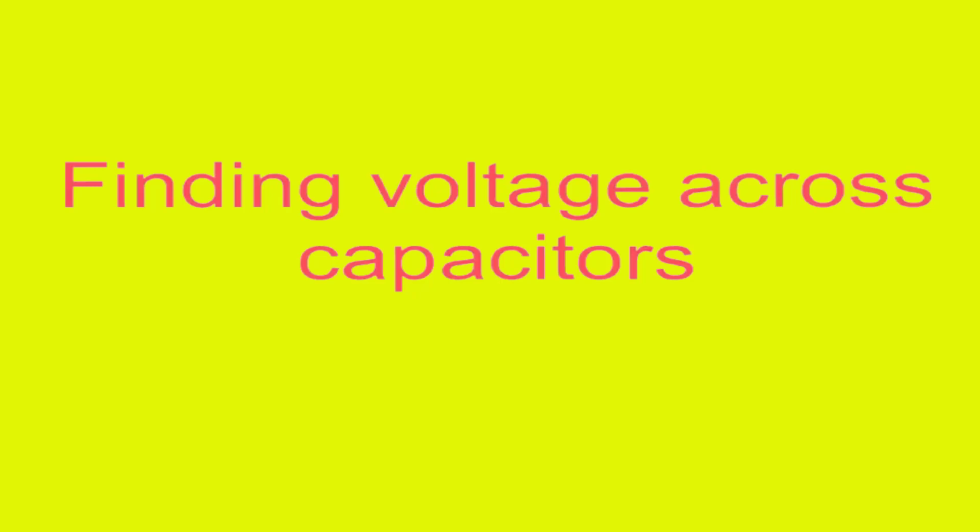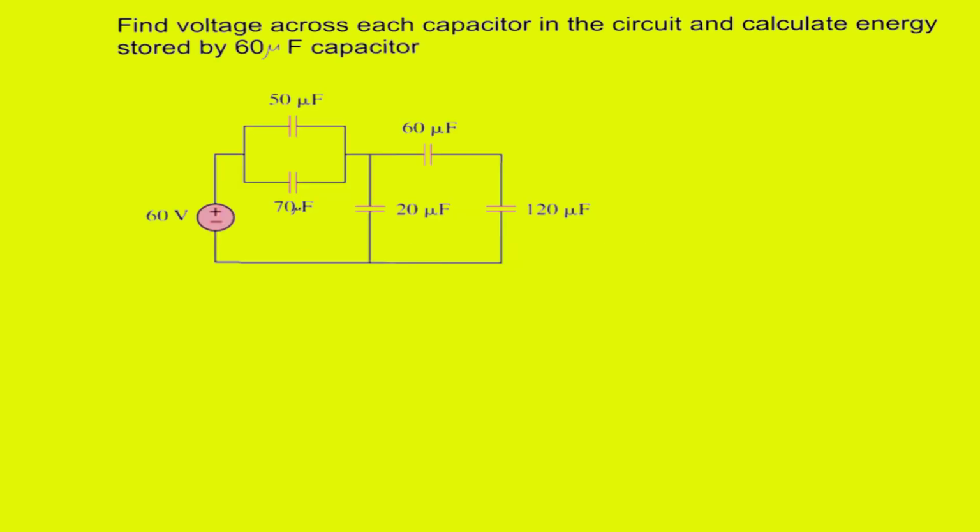This tutorial is about how to find voltage across each capacitor in the electric circuit. We'll be solving this example. The question is, find voltage across each capacitor in the circuit and calculate energy stored by 60 microfarad capacitor. So before we start, let's talk about the main ideas we'll be using in this question.